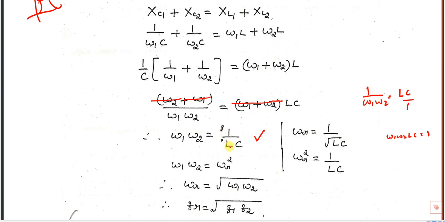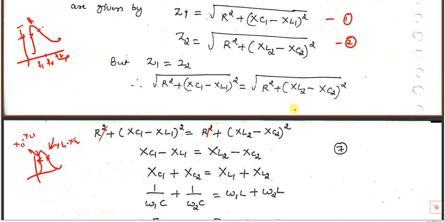But 1 over LC is given by omega r square, because omega r is 1 over root LC, and if you square both sides, omega r square is equal to 1 over LC. So this 1 by LC can be written as omega r square, and omega r is equal to root of omega 1 omega 2. So this derivation is sufficient. If they ask to derive this, omega r is equal to root of omega 1 omega 2, you can start from here also.